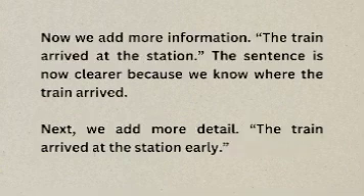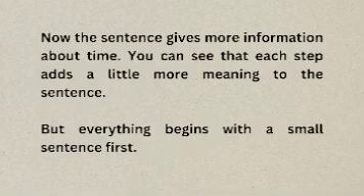Now we add more information. The train arrived at the station. The sentence is now clearer because we know where the train arrived. Next, we add more detail. The train arrived at the station early. Now the sentence gives more information about time. You can see that each step adds a little more meaning to the sentence. But everything begins with a small sentence first.